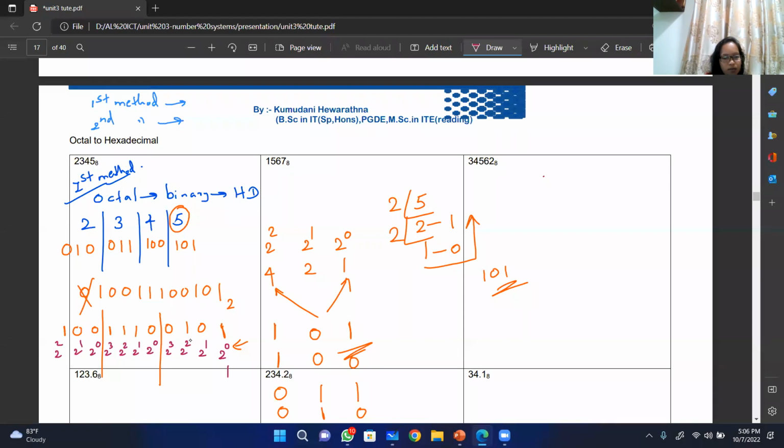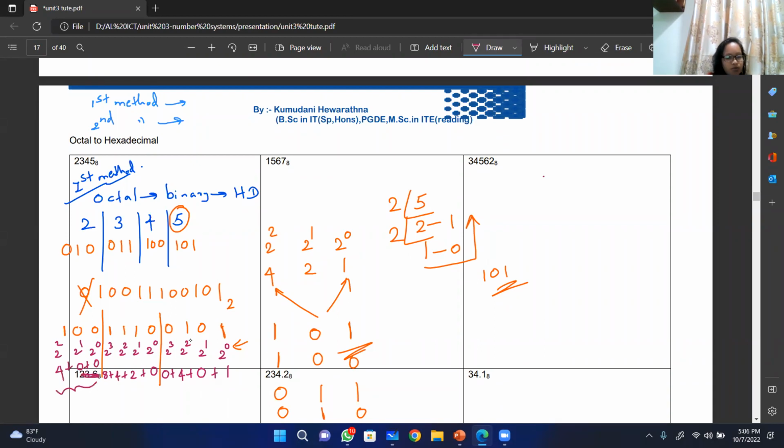This is 1 plus zeros. I told you, don't try to multiply. If it is 0 there, just put 0. Here it is 0 plus 2 plus 4 plus 8, and here 0 plus 0 plus 4.